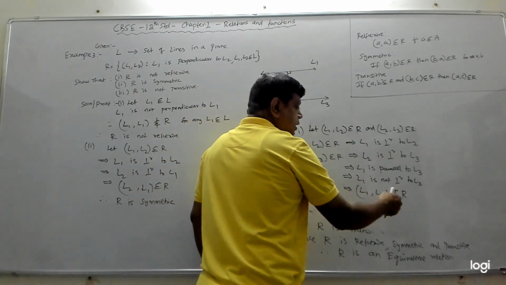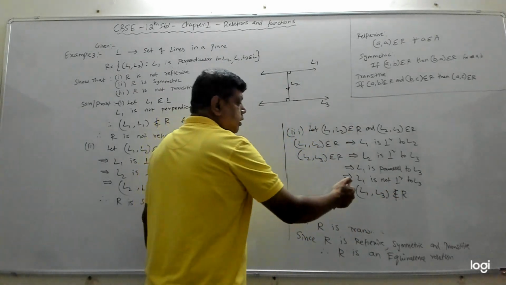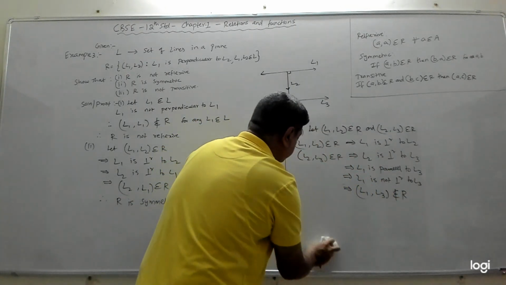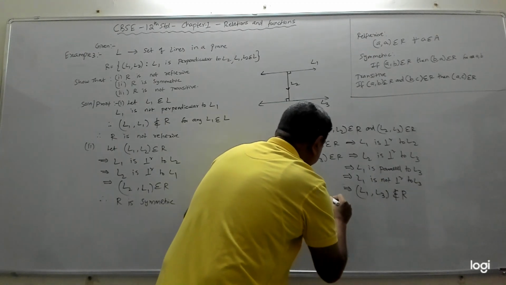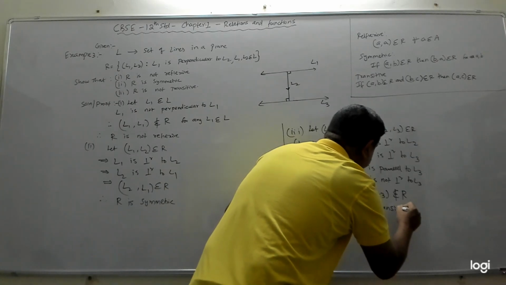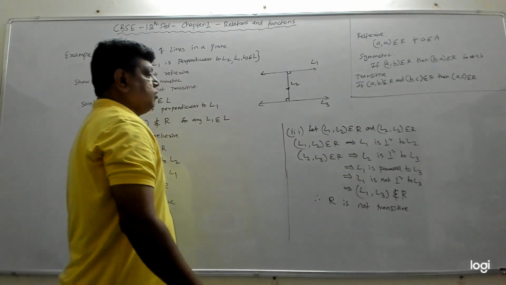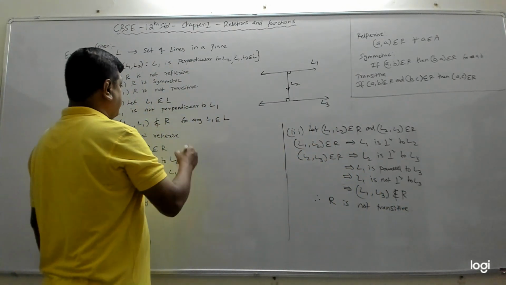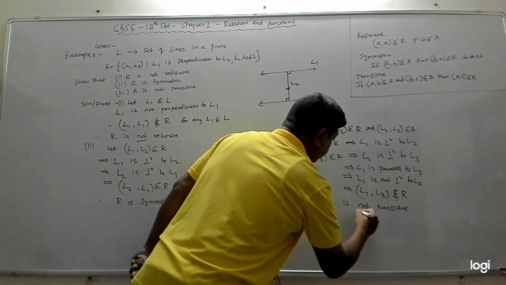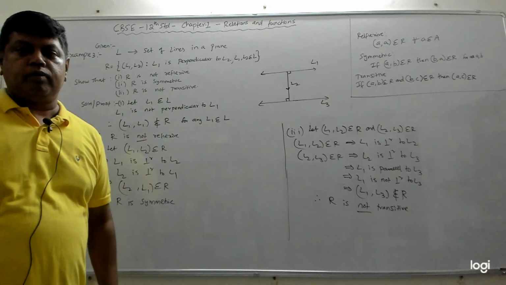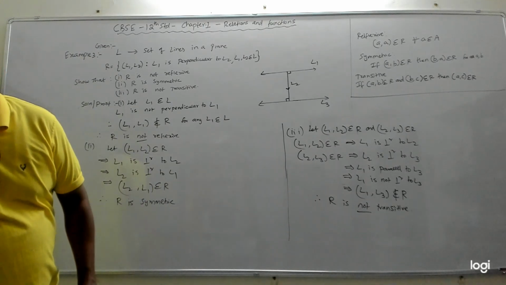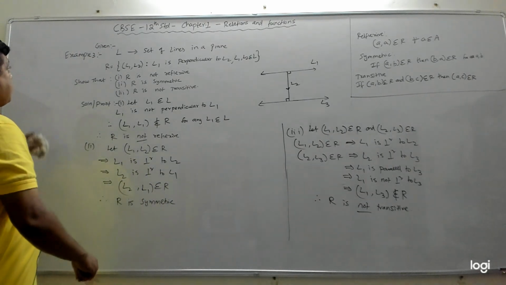If (L1, L3) is in R, then it will become transitive. But here we got (L1, L3) not in R. Therefore, R is not transitive. That is the proof. So we have shown that it is not reflexive, but it is symmetric and not transitive. Fine. So you can all pause the video and take the notes. I will go to the next example, example 4.